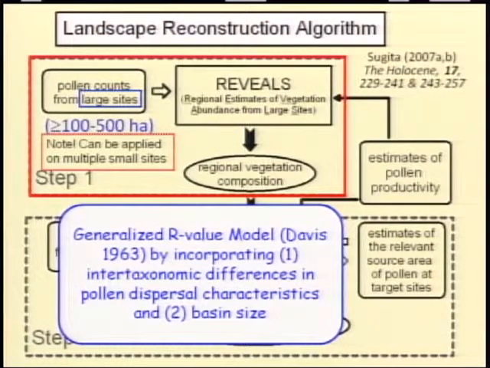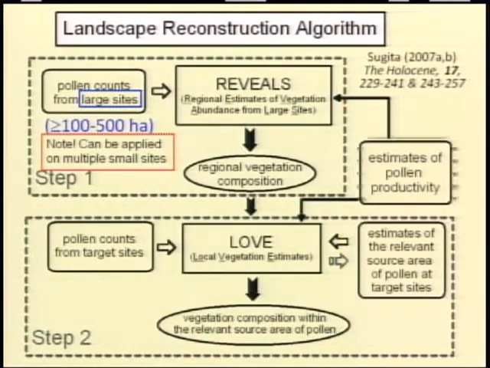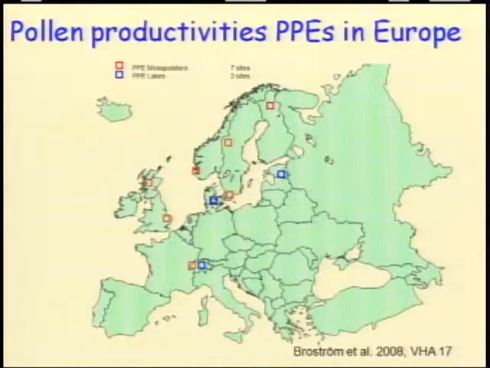It is best applied on large sites, but it can also be applied on multiple small sites. To apply this model, we need estimates of pollen productivity. We have estimates of pollen productivity in Europe for the northwestern part and the western part north of the Alps. There is work in progress in France, Spain, and Italy for the southern part.